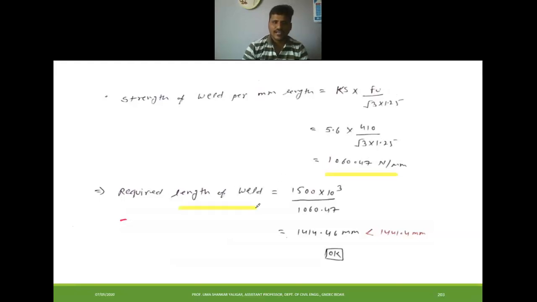Now I need to calculate the required length of the weld. As we know, the total load to be transferred is 1500 kilonewton, and the resistance is 1060.47. If you divide this, this is Newton per mm, strength of the weld Newton per mm, you will get the total length of the weld required, 1414.46. But actually we have provided 1441.4 mm. Hence it is safe.